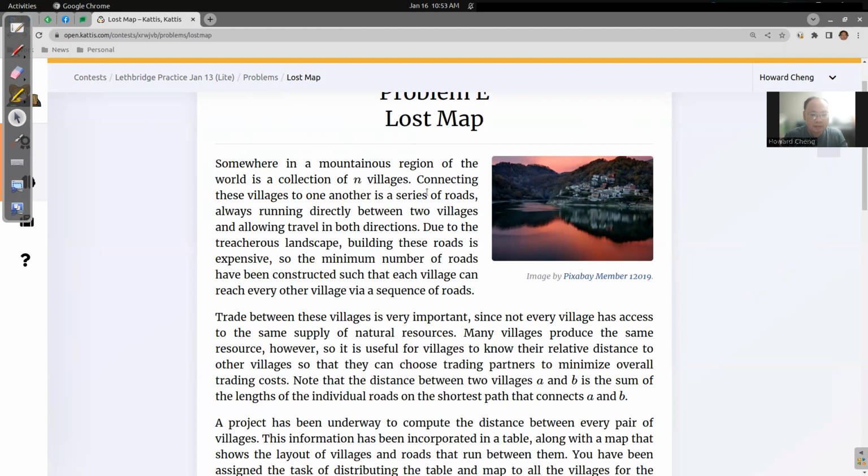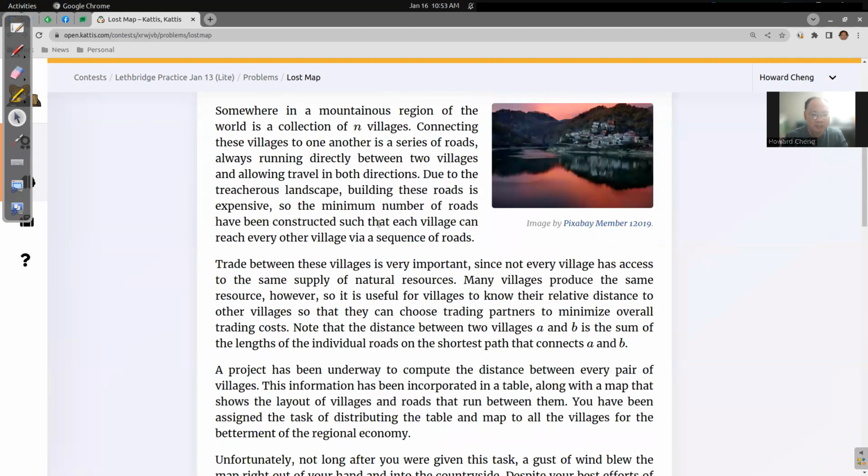Due to the treacherous landscape, building these roads is expensive, so the minimum number of roads have been constructed such that each village can reach every other village by a sequence of roads. Whenever you see this, basically everybody can reach everybody else, but also the minimum number of edges, you know that it's a tree. There are no cycles, because if there's a cycle, then there are two ways you can go around, and at least one of the edges will be unnecessary.